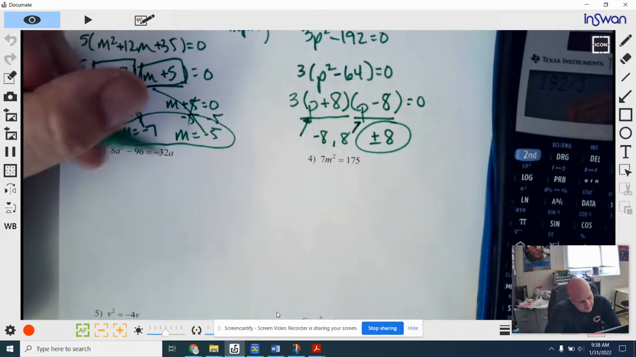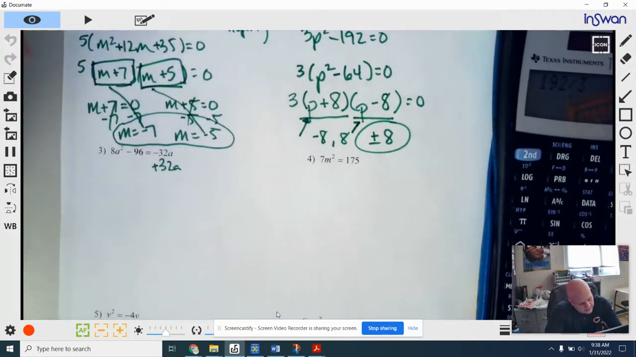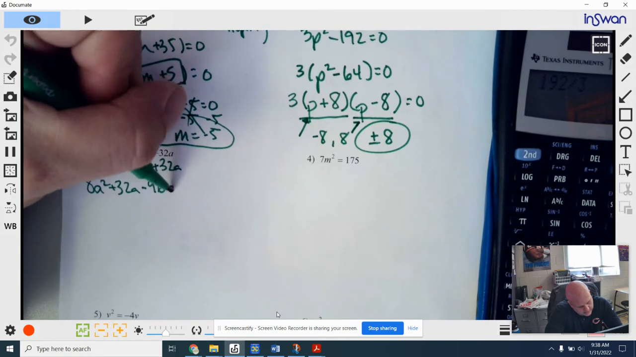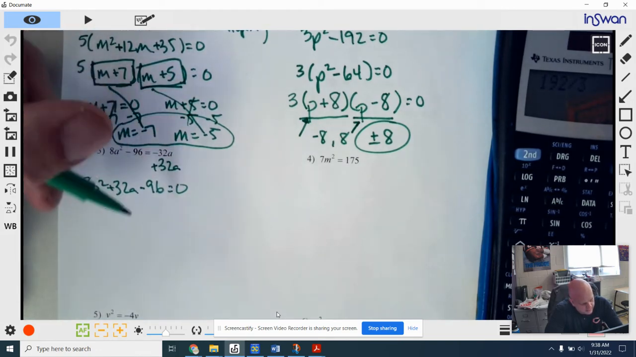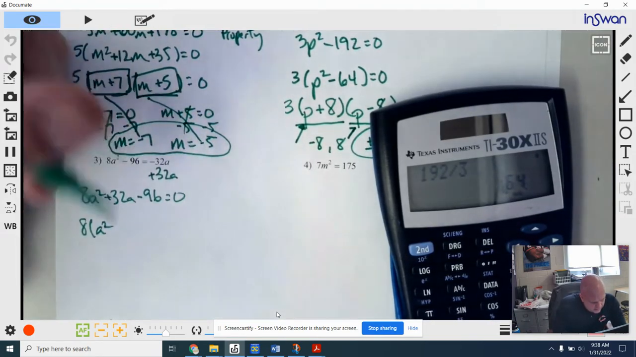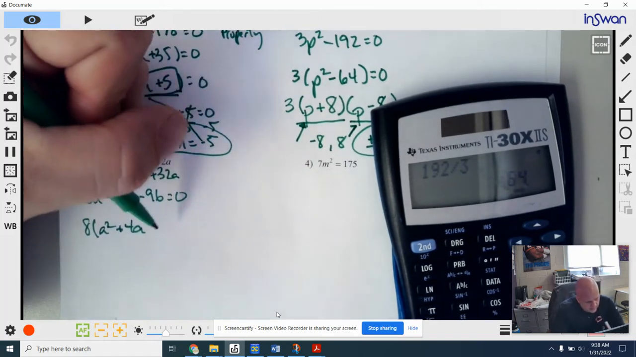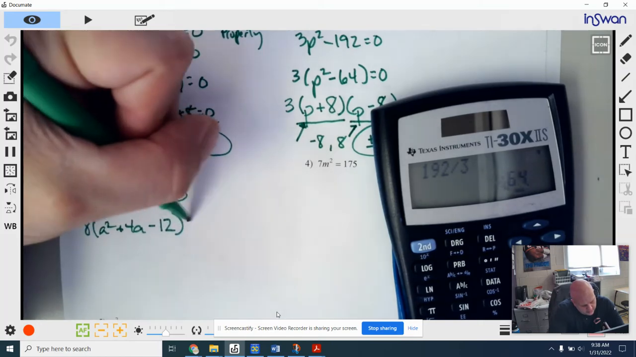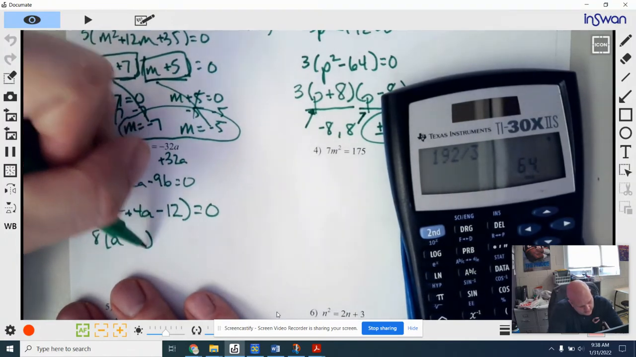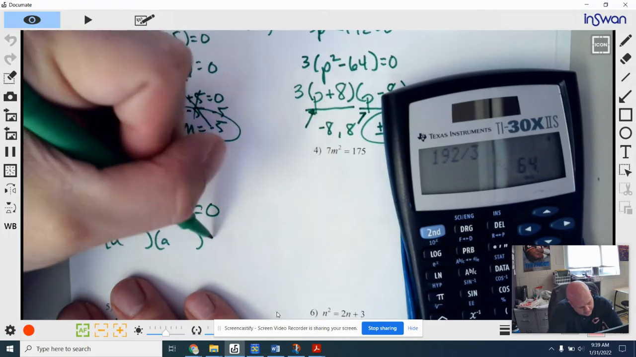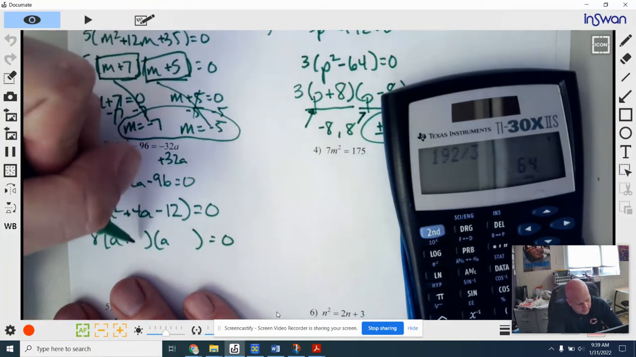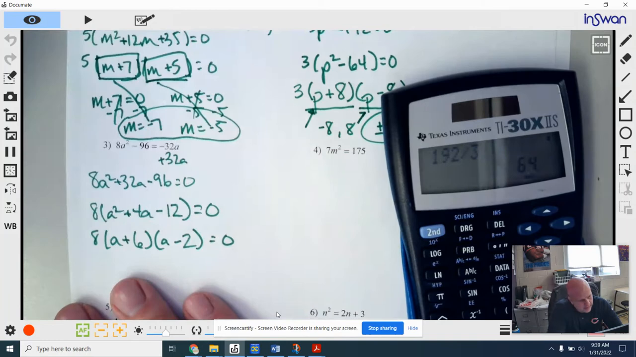Okay, number 3. So I want to move this over to the other side. So I'm going to add the opposite. So we have 8a squared plus 32a minus 96 equals 0. Check it out, GCF. GCF is going to be an 8. So I'm going to pull out an 8. So a squared plus 4a, and that's going to be minus 12 equals 0. Okay, keep factoring. So the a squared is going to break up into a times a. So two numbers that multiply to a negative 12 but add to a positive 4. So that's going to be a plus 6 and a minus 2.